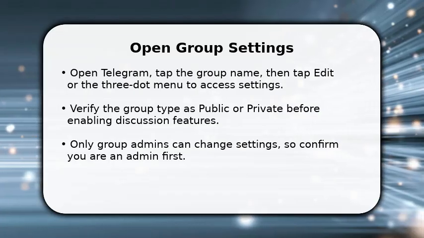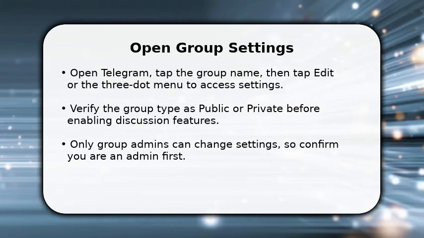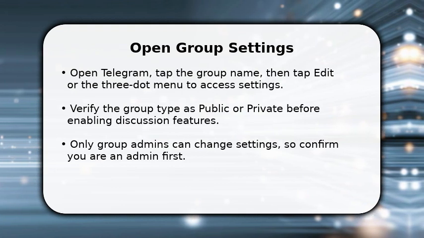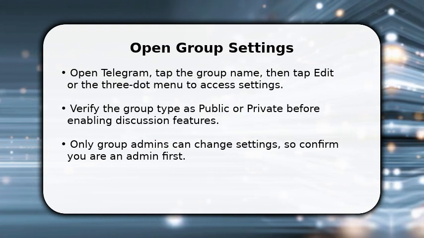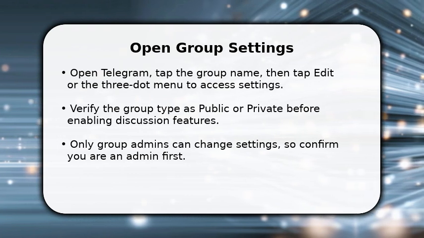Open Telegram and go to the group where you want to enable discussion. Tap the group name at the top to open the group profile, then tap Edit or the three-dot menu to access settings. You will see Member, Permissions, and Info sections.